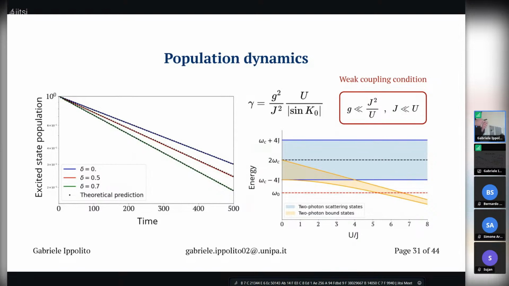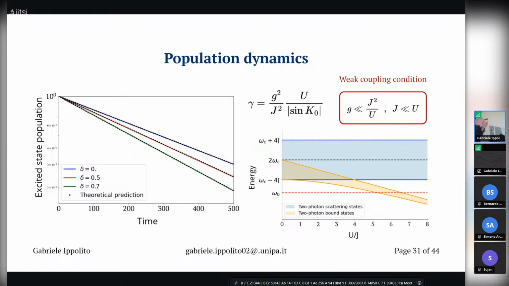And if we take into account also photon-photon interactions, we observe the emergence of this band that is nothing but the two-photon bound state band. If we tune the atomic frequency in such a way that the only resonant states are the ones corresponding to two-photon bound states, we can neglect the contribution of two-photon scattering states.